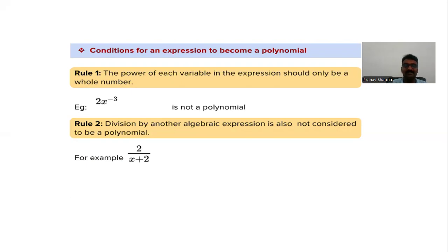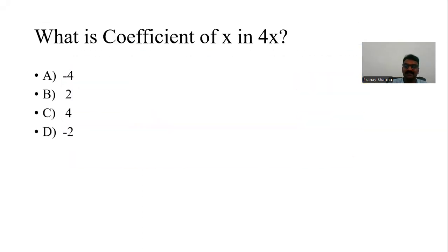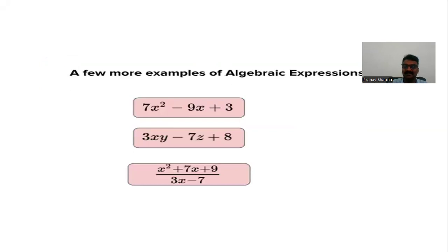Rule number 2 is division by another algebraic expression is also not considered as a polynomial. If we are given an algebraic expression where this division is something that we have, then we'll not be considering this as a polynomial, right? The third one is not a polynomial.